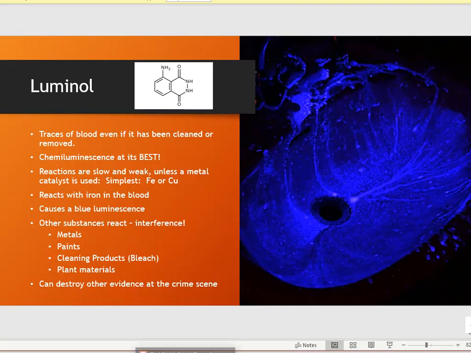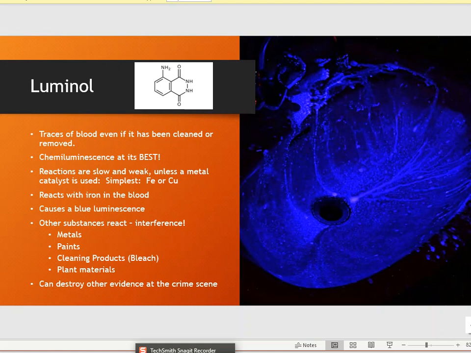So if I pull up this slide, this is kind of what you're seeing over on the right-hand side of the screen. This is luminol that has been sprayed onto a sink, and what you're seeing is basically the remnants of what had been left there beforehand.